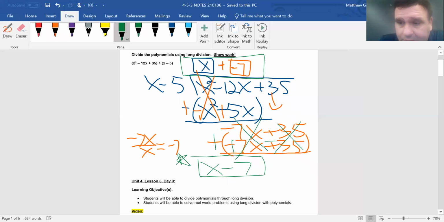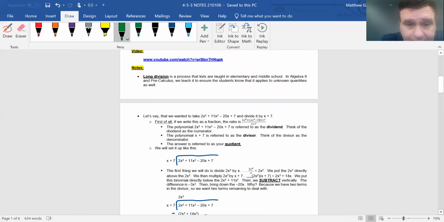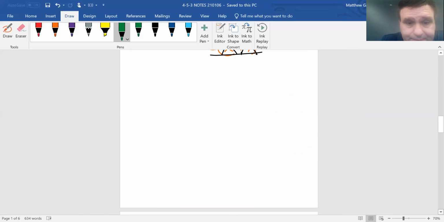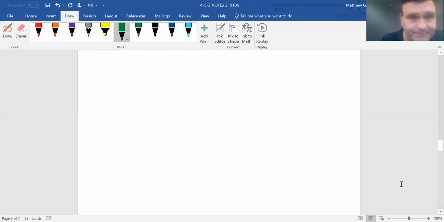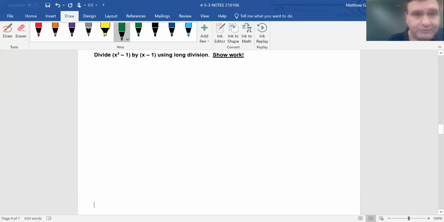So in day 3, what we look at is simply a little bit more complicated, but it's nothing you can't handle. This is going to help us in the next method we learn tomorrow, the synthetic division. If you guys have had algebra 2, you should remember it from algebra 2.